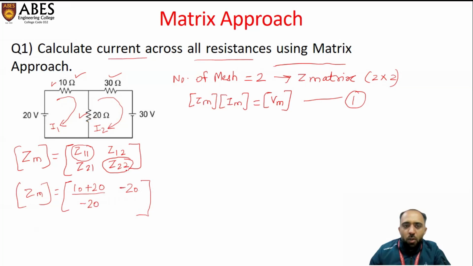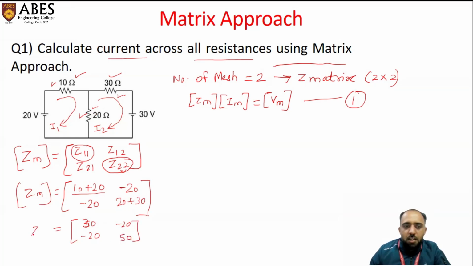What is the value of Z22? Z22 means self-resistance. 2 and 2 means in mesh 2. This was mesh 2, and 30 ohm resistance plus 20 ohm resistance. So write down 20 ohm plus 30 ohm. It will be 50, minus 20, again minus 20. Sorry, it will be 30. 30, minus 20, and this is 50.